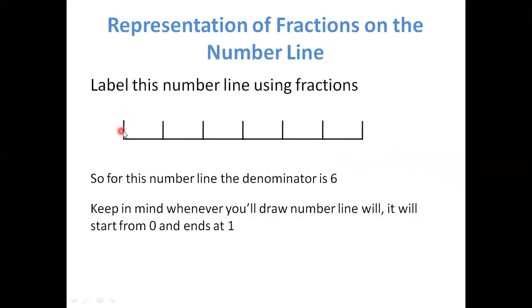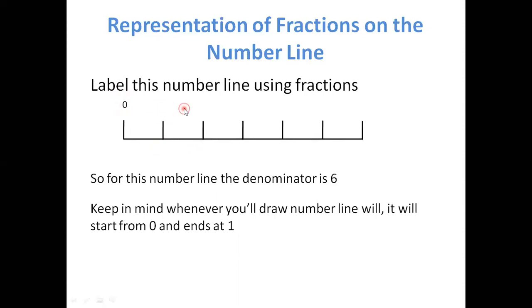So the first value for this point will be 0 by 6. Why? We have 6 sections. The first section will always be counted as 0, so 0 by 6. And when you simplify this one, 0 by 6 means 0. So the first number of this number line is 0.